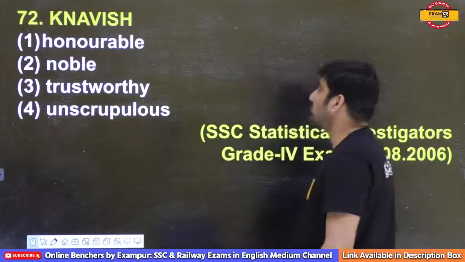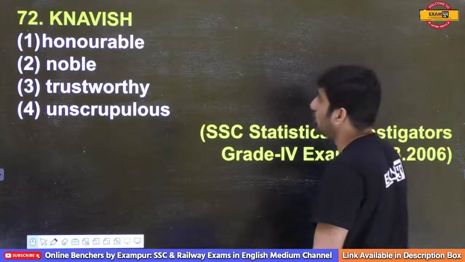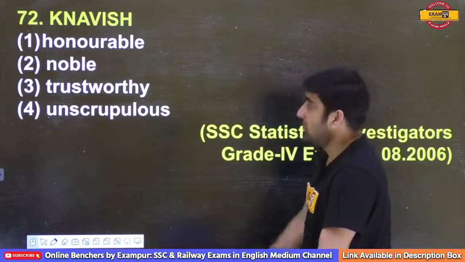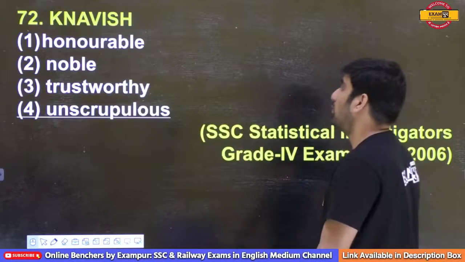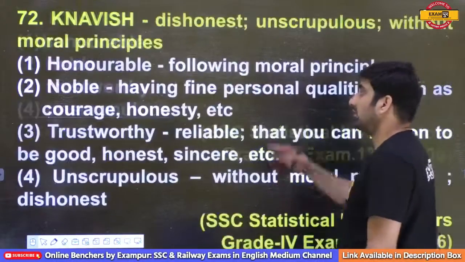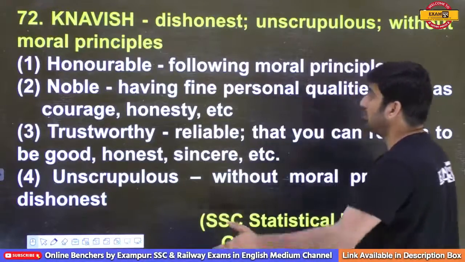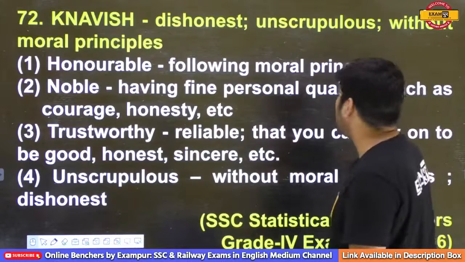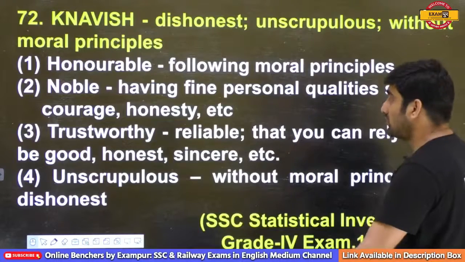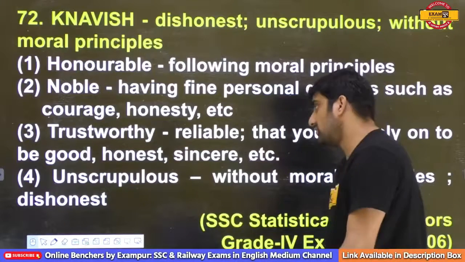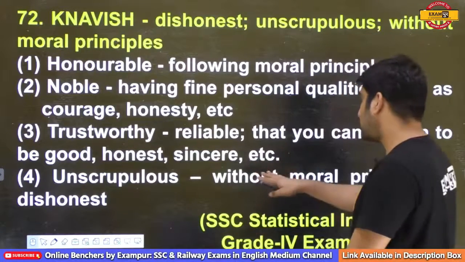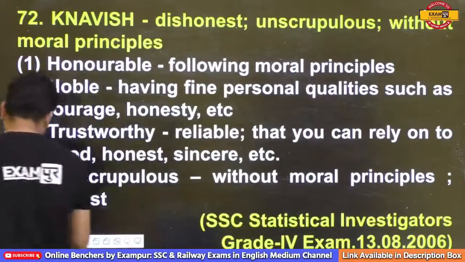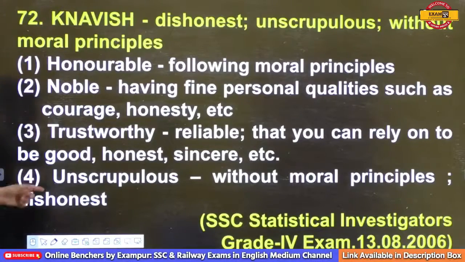Okay, thank you Robin, thank you so much. The correct answer for KNAVISH will be the one to whom you cannot trust. Obviously option choice number 1, okay. And the correct explanation of these words is: honourable means following moral principles, noble means having fine personal qualities, trustworthy means reliable, and unscrupulous means without morals and principles, I mean dishonest. Hence it is the synonym.